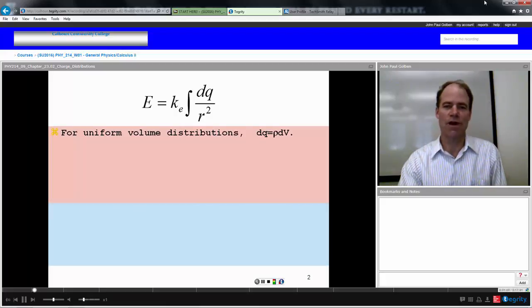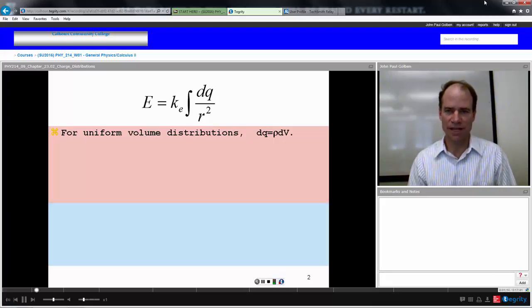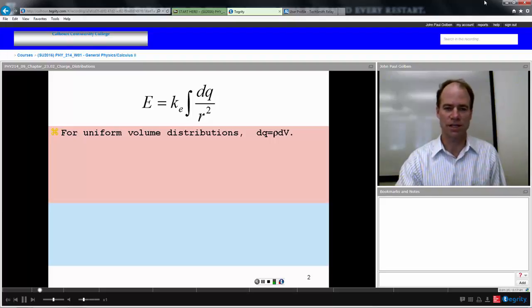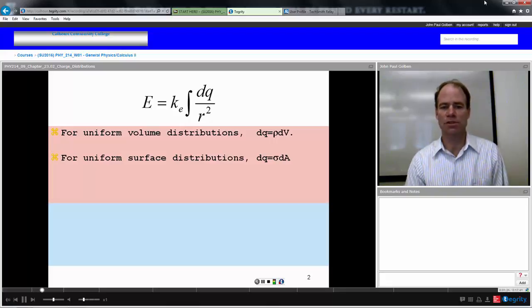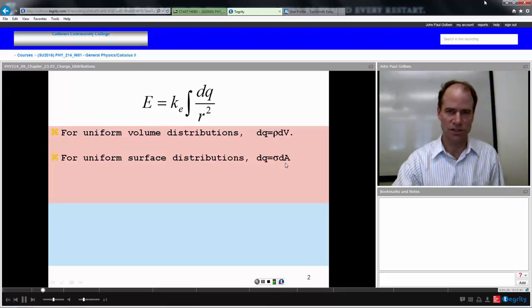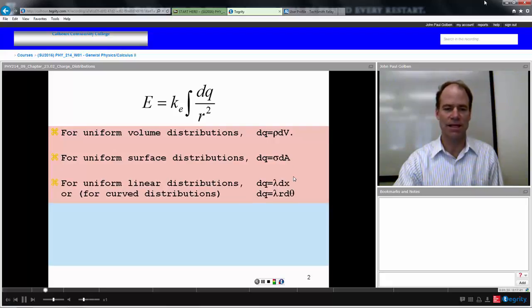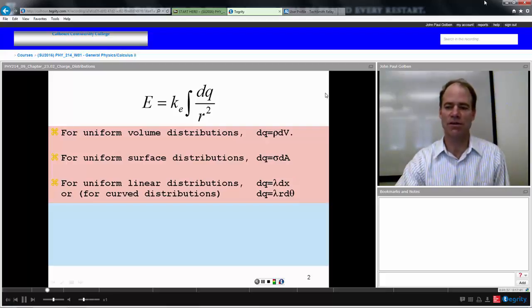For a uniform volume distribution, our dq is going to be equal to the volume density of charge times the change in volume. So our volume density is rho times the dV, change in volume. That will give us the total charge in that volume. For a uniform surface distribution, it will be our surface charge density, sigma, times the change in area, dA. And for a uniform linear distribution, it would be our linear charge density, lambda, times dx. That will give us our charge along that line.